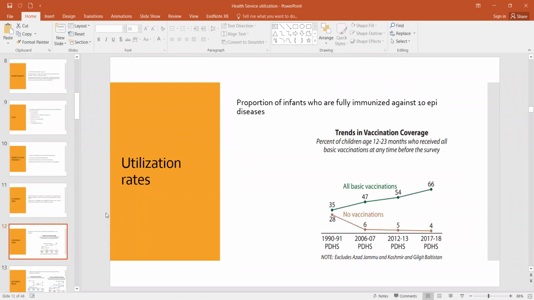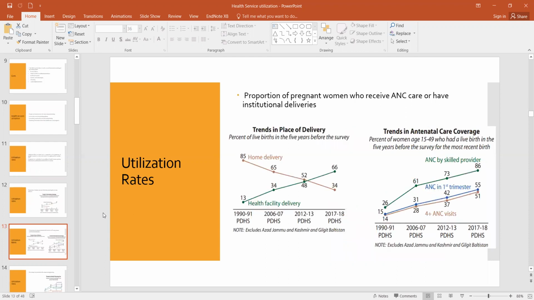Like the proportion of infants who are fully immunized against 10 EPI diseases. Trends in vaccination coverage: according to the Pakistan Demographic Health Survey, in 1991 only 35% of children were getting vaccination, but now this trend has remarkably increased and it is 66% coverage of vaccination according to the 2017-18 PDHS survey. Proportion of pregnant women who receive antenatal care or have institutional deliveries.